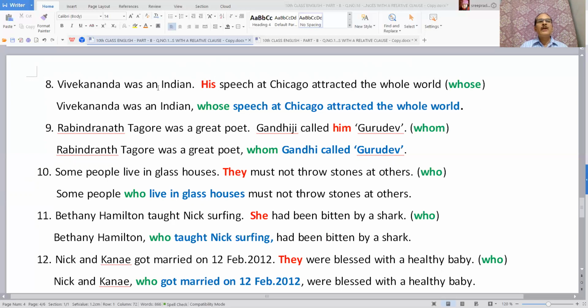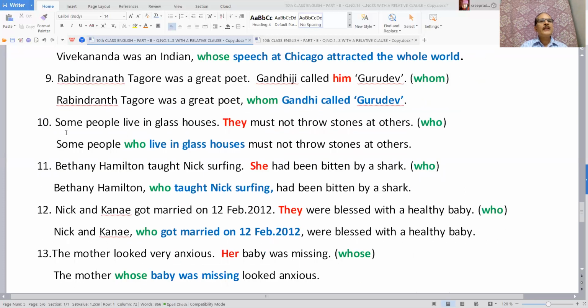So Vivekananda was an Indian. His speech at Chicago attracted the whole world. So Vivekananda is a proper noun. So when a proper noun is there, we have to use only a non-defining relative clause. So Vivekananda was an Indian. So this itself is independent of its meaning. So you write it first and put a comma, and in place of his speech, you write whose speech at Chicago attracted the whole world. Then it becomes meaningful.